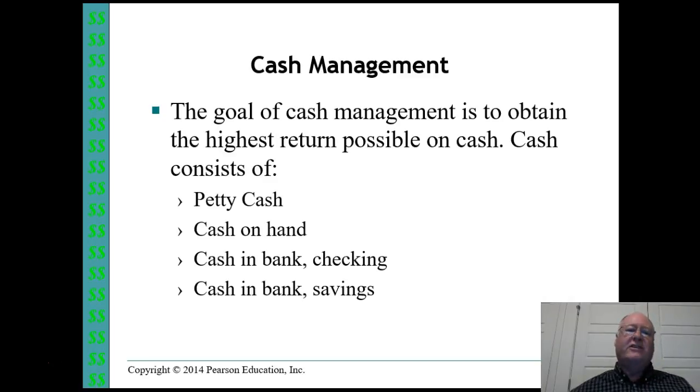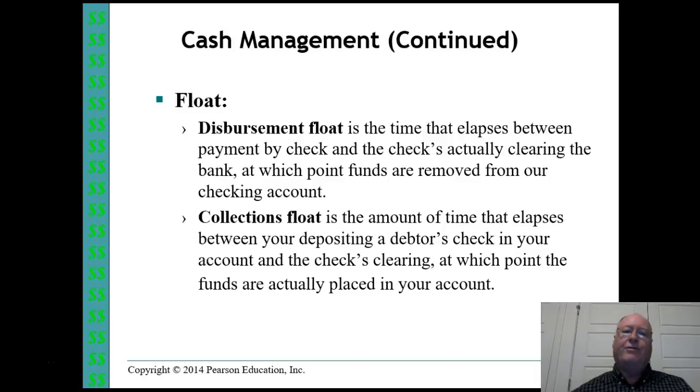So cash, of course, consists of petty cash, cash on hand, cash that's in the bank in your checking account, and cash that's in the savings account itself. Now, each of these line items, depending upon what kind of business you are, especially the petty cash and the cash on hand, if you happen to be a retailer, can be significant items, so there are certain security items you're going to want to take into account. But let's just talk conceptually about the concept of float itself.